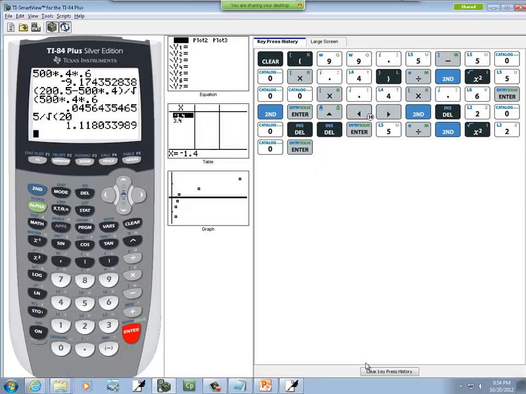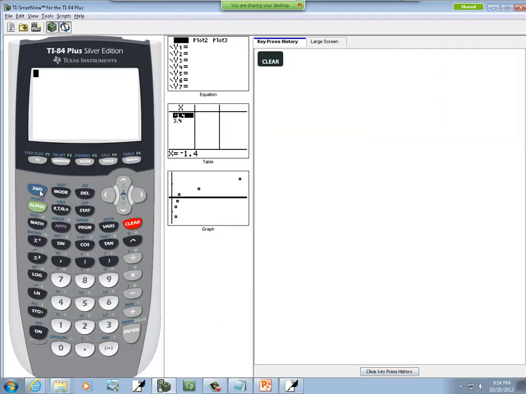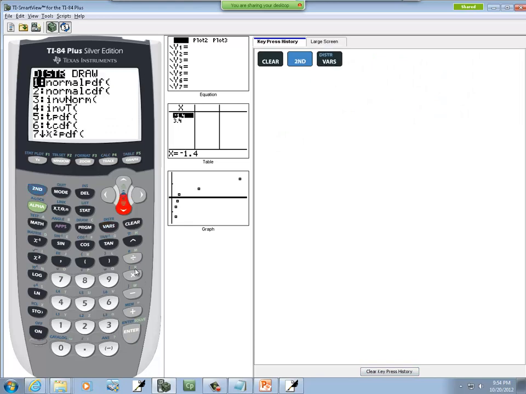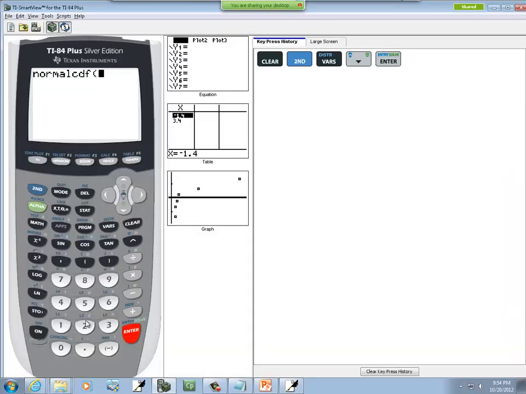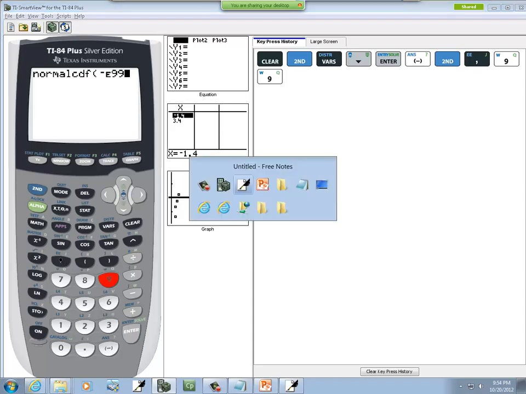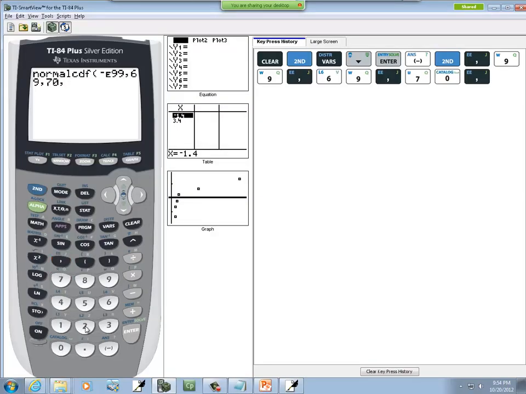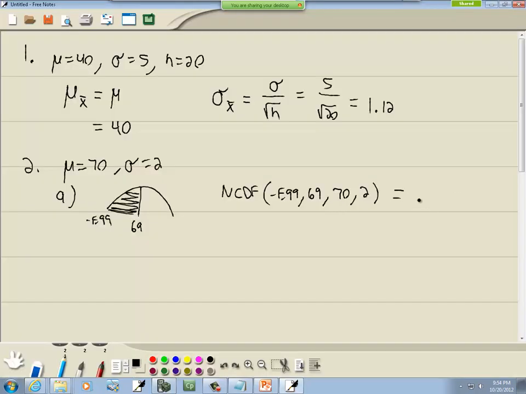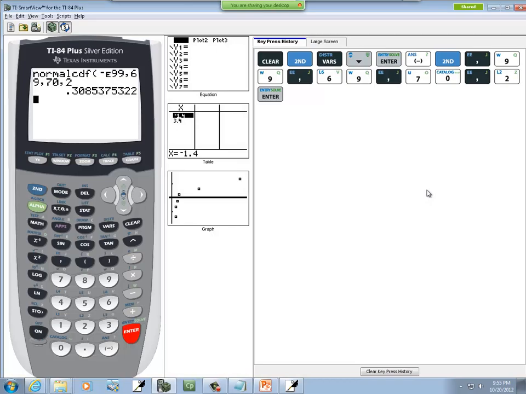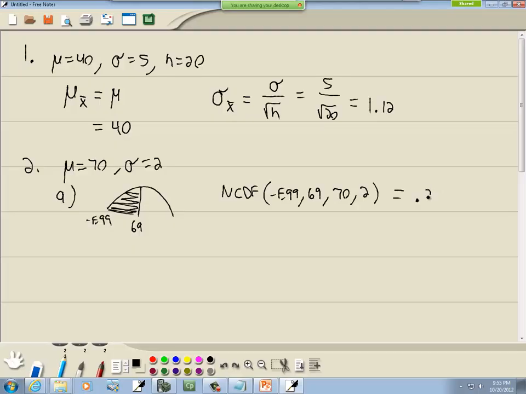Normal CDF. So I do second vars, normal CDF, negative E99, so second comma, 99, comma 69, comma 70, comma 2, and enter. And I'll take this to 4 decimal places. We got 0.3085.